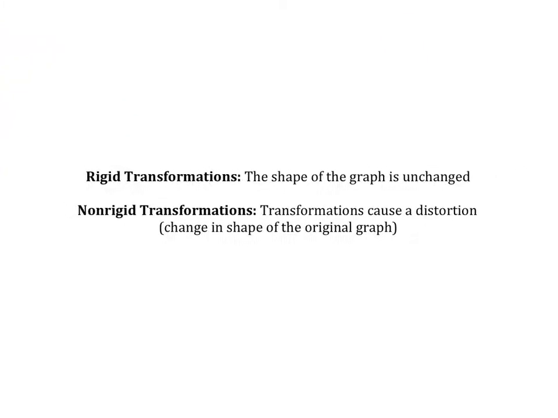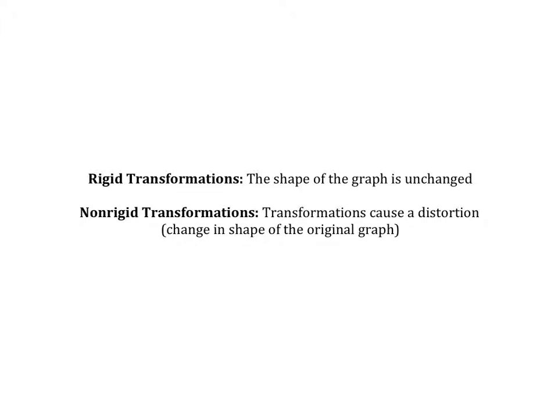So rigid transformations, the shape of the graph is unchanged. So we move it to the right, to the left, up, or down. It's a rigid transformation. The shape doesn't change. Now, non-rigid transformations are transformations that cause a distortion. It changes the shape of the original graph. So these are our vertical and horizontal stretches and shrinks. So let's do those very quickly.